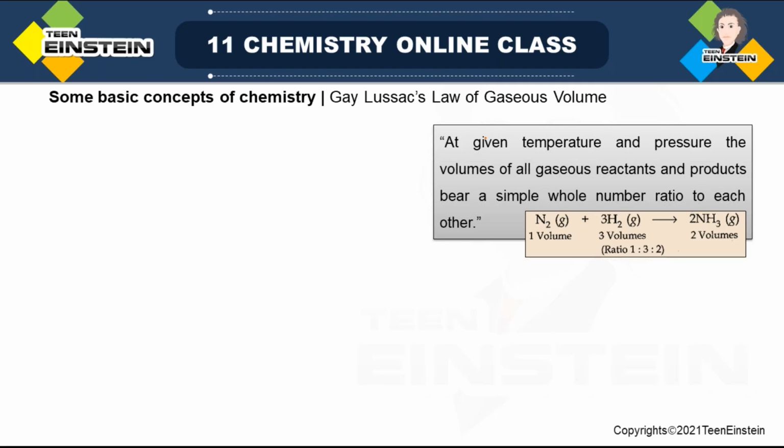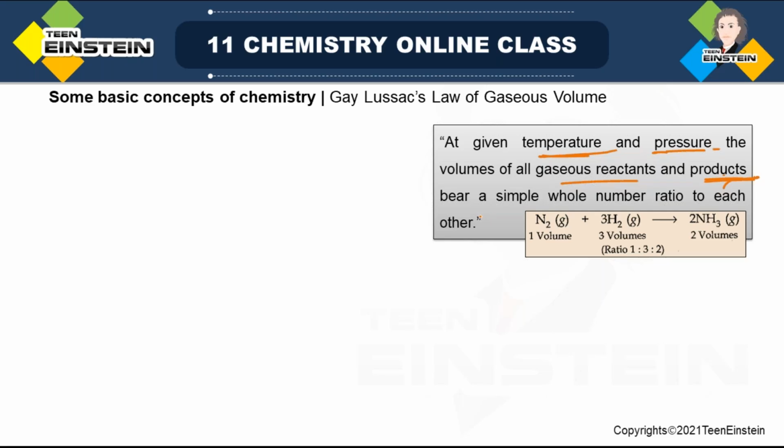So here it is saying at a particular temperature and pressure, not just any temperature and pressure, the volume of all gaseous reactants and products. So the reaction involved here, reactants should be gaseous, products should be gaseous. Under this condition, the volumes of all these gaseous reactants and products will remain in a simple whole number ratio to each other.